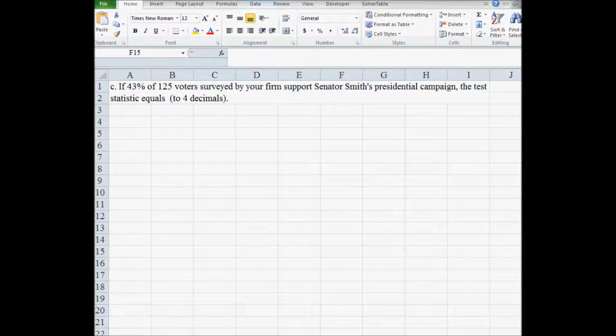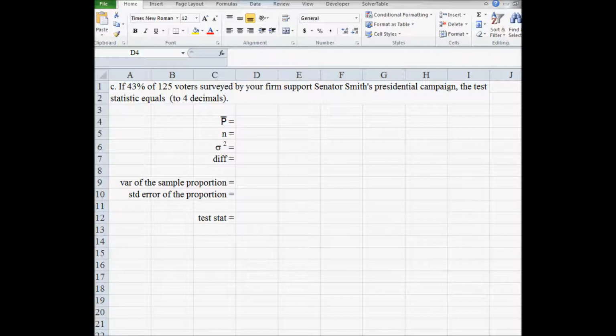I have copied part C of the question from Cengage Now into Excel and will compute the test statistic to 4 decimals. To do that, I first must calculate the point estimate of the population proportion, P bar, the variance of the underlying variable, the difference between the point estimate of the proportion and the hypothesized value, which is 0.5, the variance of the sample proportion, the standard error of the proportion. Now, the point estimate of the proportion is 0.43. It is given in the problem. The sample size is 125.